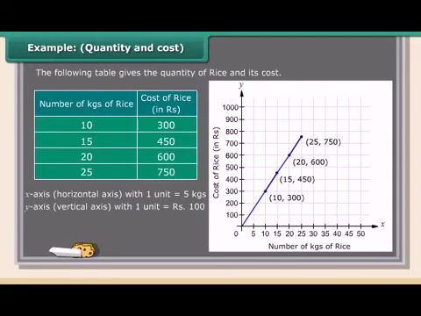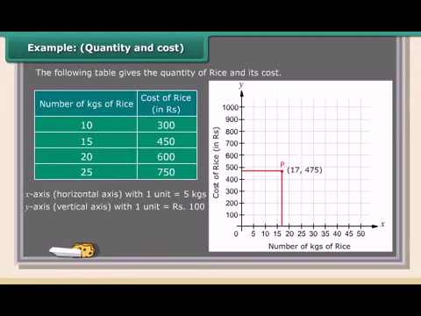Suppose we want to know the price of 17 kgs of rice. Locate 17 on the horizontal axis, then follow the vertical line through 17 till you meet the graph at P. From P, take a horizontal line to meet the vertical axis at 475. This meeting point, 475, provides the answer. This is a graph of a situation in which two quantities are in direct variation. The graph will always be linear.